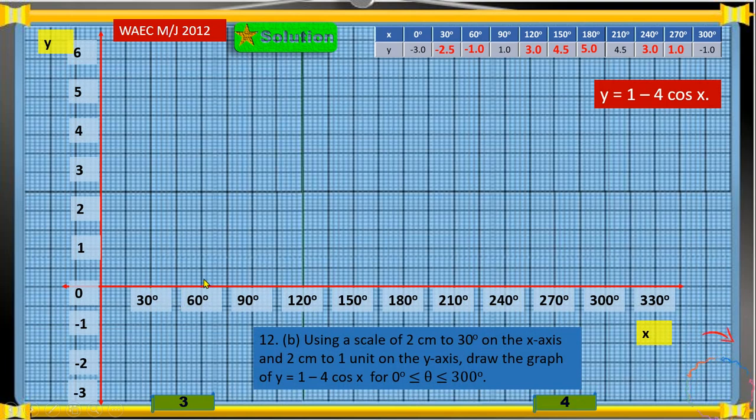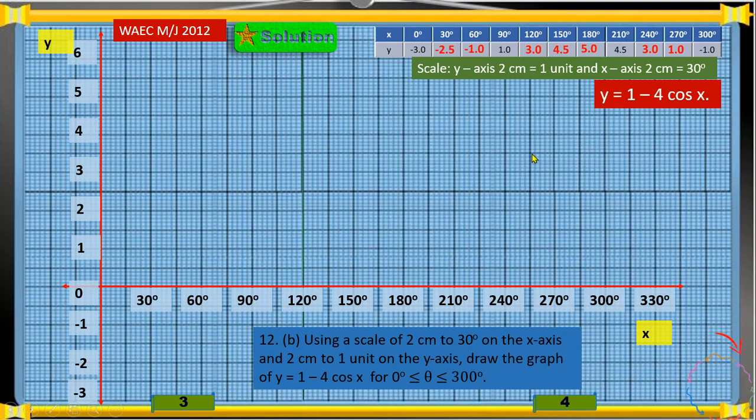Every 2 centimeters is 30. In this case, we say the scale is uniform. Then on the y-axis, 2 centimeters is equal to 1 unit. Every 2 centimeters is 1. So therefore, the scale for plotting the graph is as given in the question.